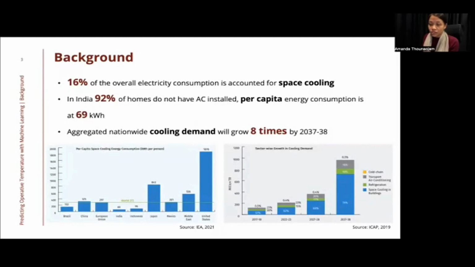And since the cooling energy is expected to grow significantly in the next 2 decades by 8 times, there is a special need to transform space cooling approaches in buildings. So in this paper, I will talk about how we are trying to minimize air conditioning energy use and maximize fan operation using an adaptive thermal comfort model.